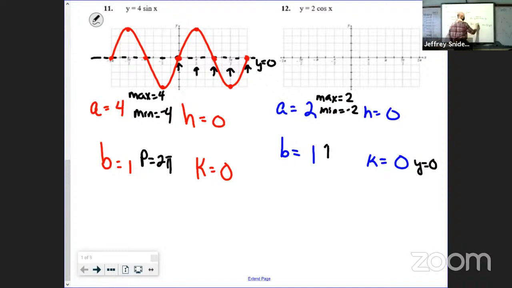Period, easy enough. The period is going to be 2 pi, and there is no phase shift, so that means it's going to start where? Start at 0, and it's going to end where? 2 pi. Now, if I know where it starts, and I know the period, how do I find the ending spot?